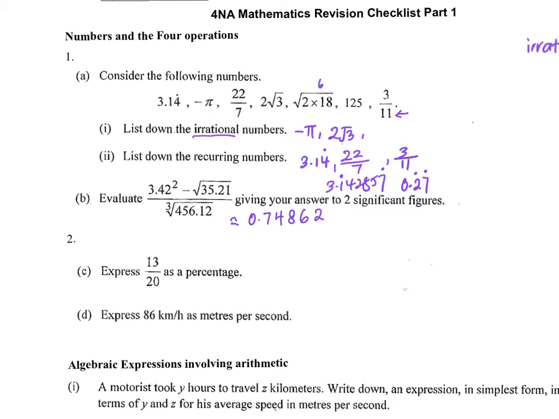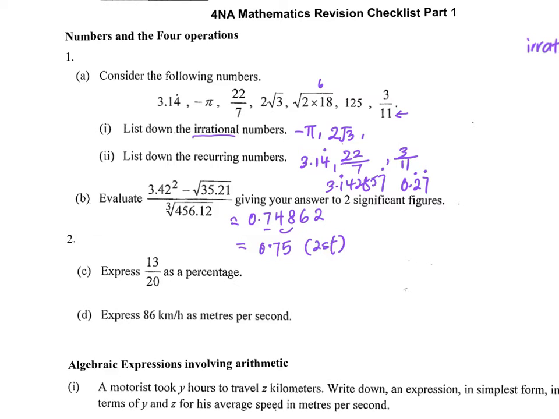0.7486 to 2 significant figures. Where is the significant figure? Where's the first non-zero number? The first non-zero number is the number 4. So after that, I will round off to 0.75. Always write the 5 significant figures first before you round off to the answer that you want.